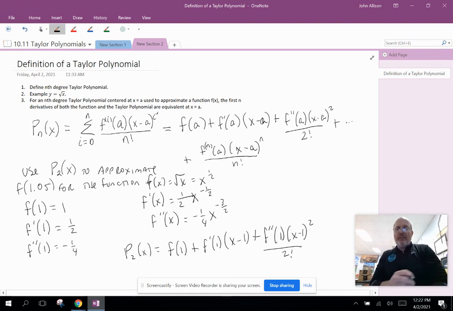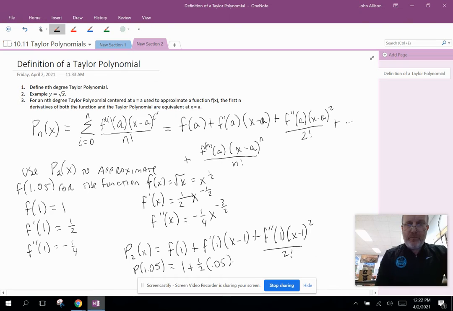That's going to give us a second degree Taylor polynomial. So we're going to evaluate that at 1.05. And we already know that f of 1 is 1. We know that f prime of 1 is 1/2. So this is going to be 1/2. And 1.05 minus 1 is going to be 0.05. And f double prime at 1 is negative 1/4.